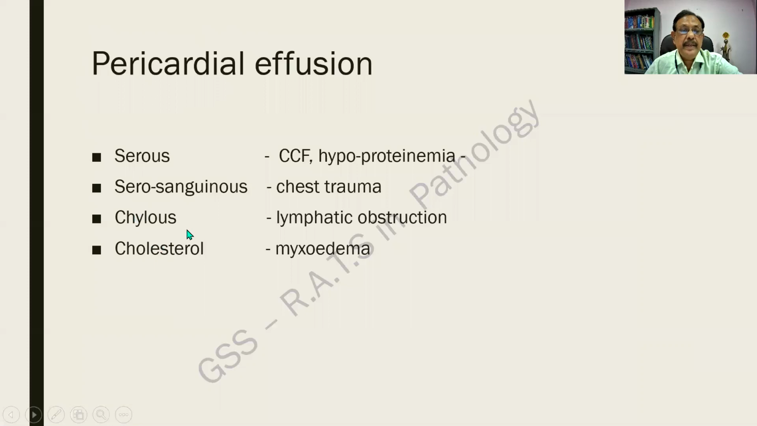Chylous is milky, lymph, and this will occur in lymphatic obstruction. And rarely we can have cholesterol effusion in a case of myxedema. So cholesterol effusion, these are the things. Serous, serosanguinous, chylous, and cholesterol types of effusion. So pericardial effusion is one.